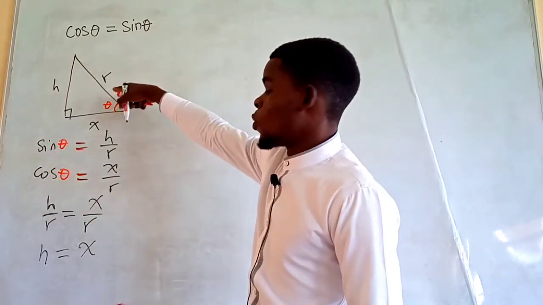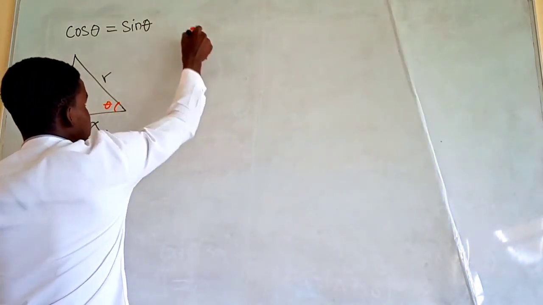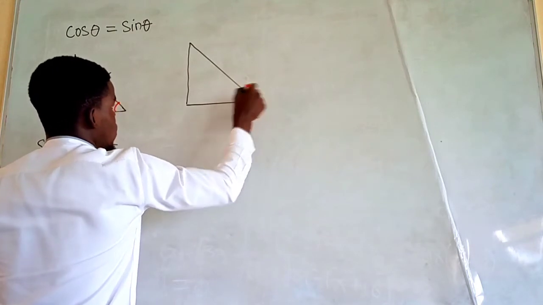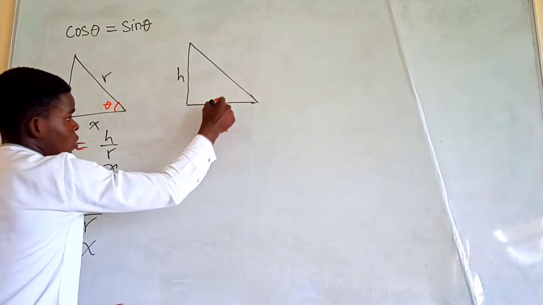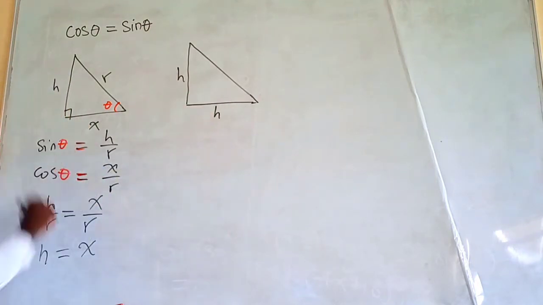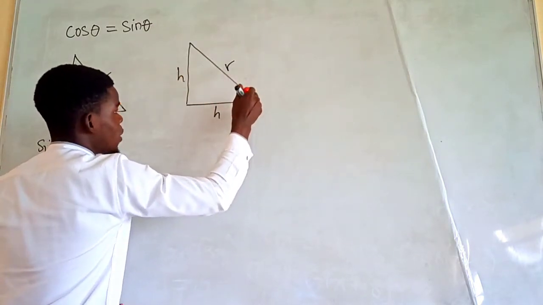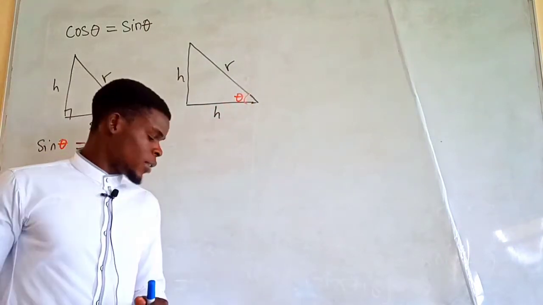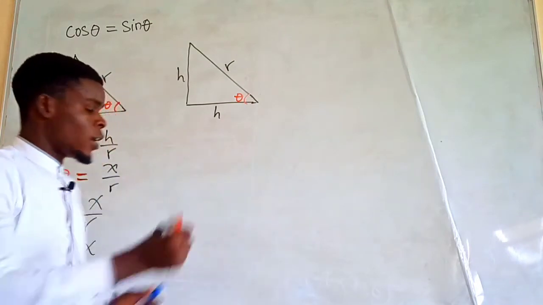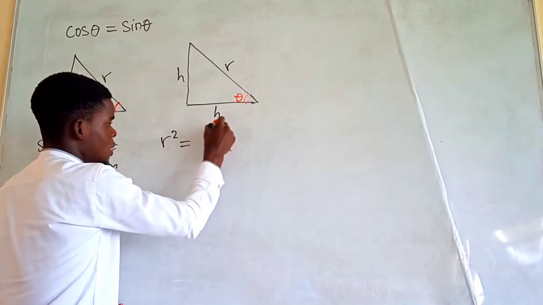We can redraw the right angle and put down the lengths of the sides as follows. So h can take this form, and since h is equal to x, this portion of x length is the same thing as the h length, and this is going to be our r, and this is going to be the theta. Okay, so from the Pythagoras rule, we know that the square of the hypotenuse is the same thing as the sum of the squares of the other two sides.